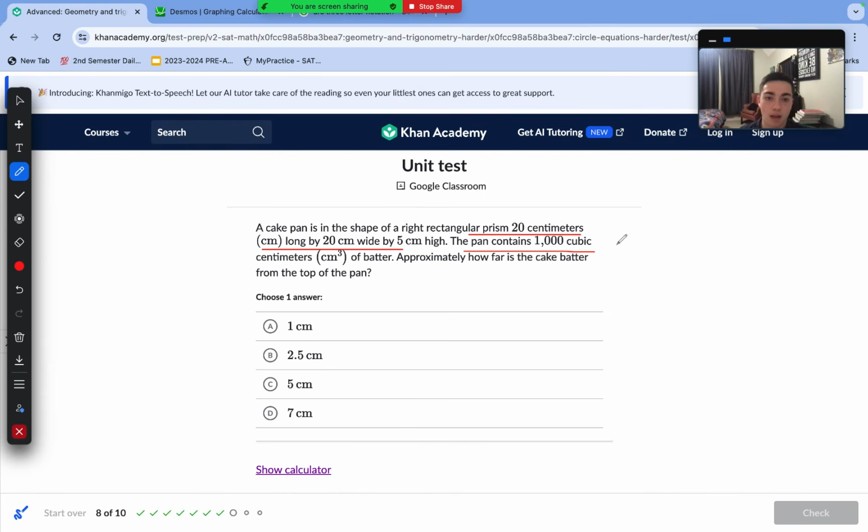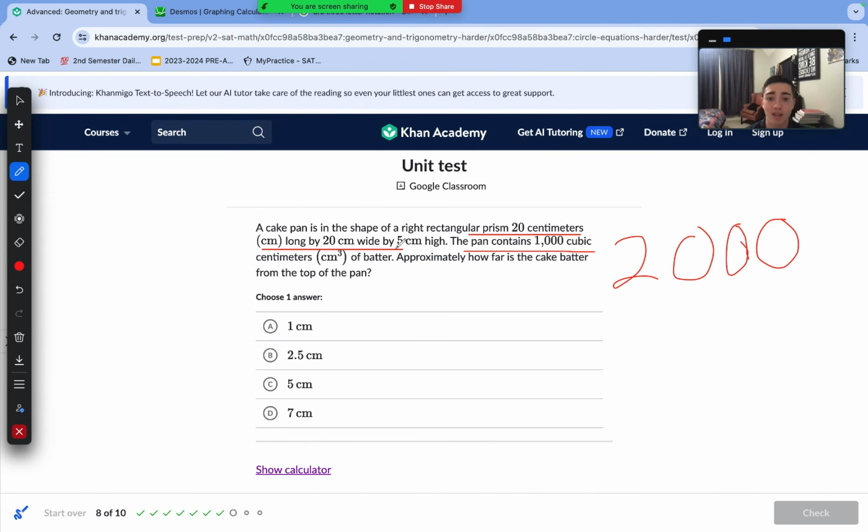So that is 2,000 cubic centimeters. So that is the total amount that can be held. And as we can see here, the pan only contains 1,000. So that is half of this. So half of the volume means we're going to be halving one of these values here, which of course is just going to be the height.